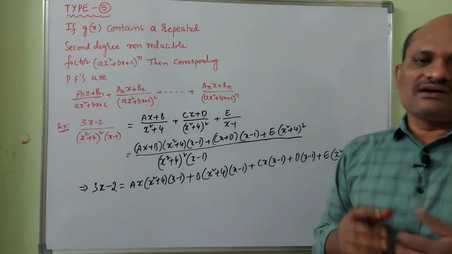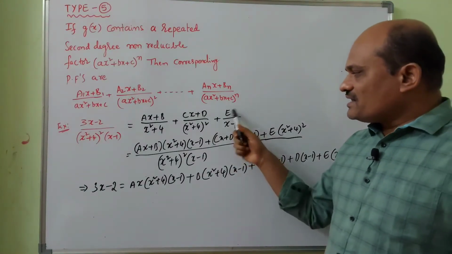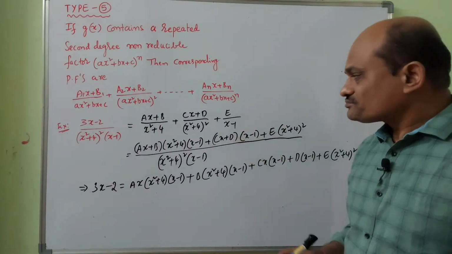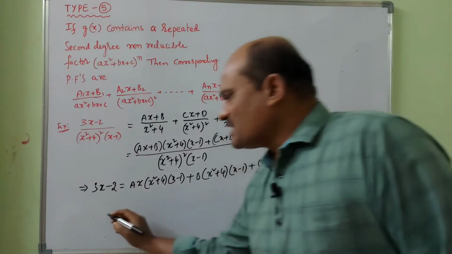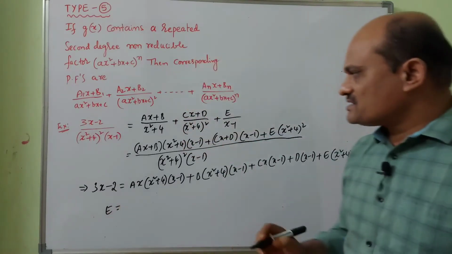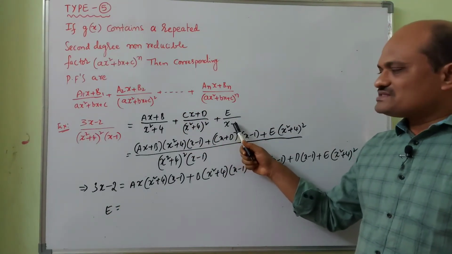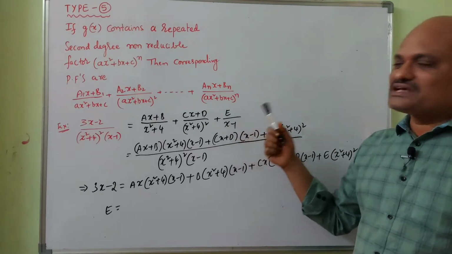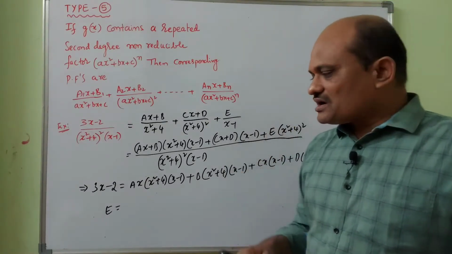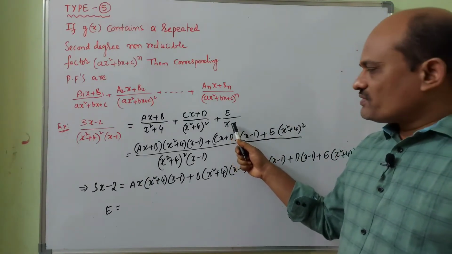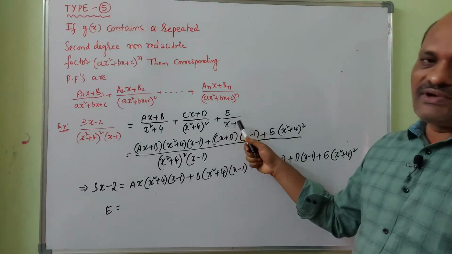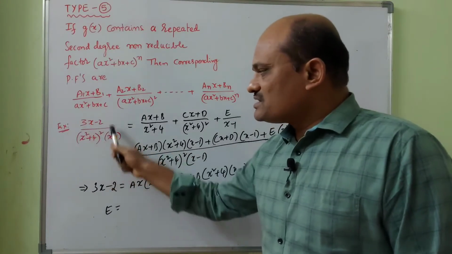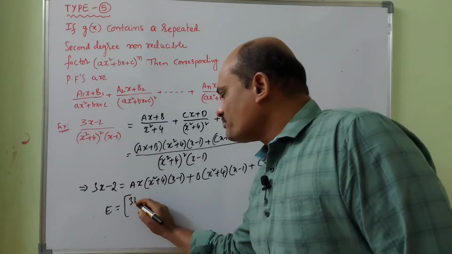Now we have to find the values of a, b, c, d, e. For finding e, I will go for the shortcut method that I explained in the first type. Getting e is very easy. For first degree factors, what to do? Take x minus 1 as 0. X minus 1 becomes 0 when x is 1. X minus 1 equal to 0 means x equal to 1. So I told you the shortcut method for first degree factors, how to get the partial fractions. For e, what to do? Just leave x minus 1 and write the remaining thing.